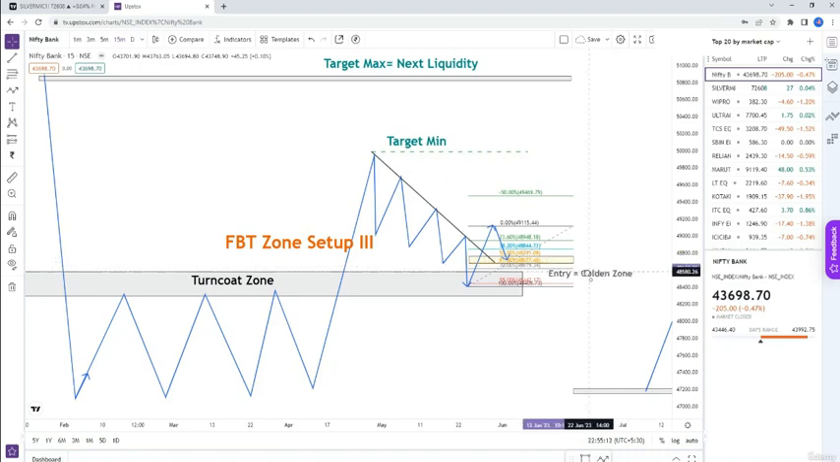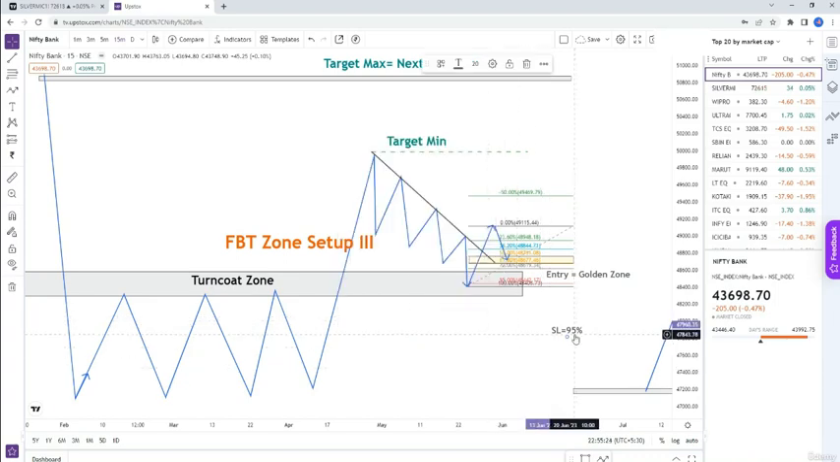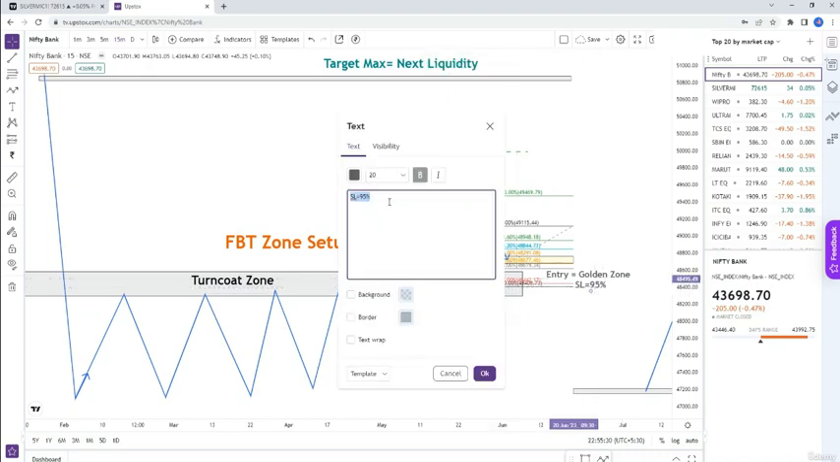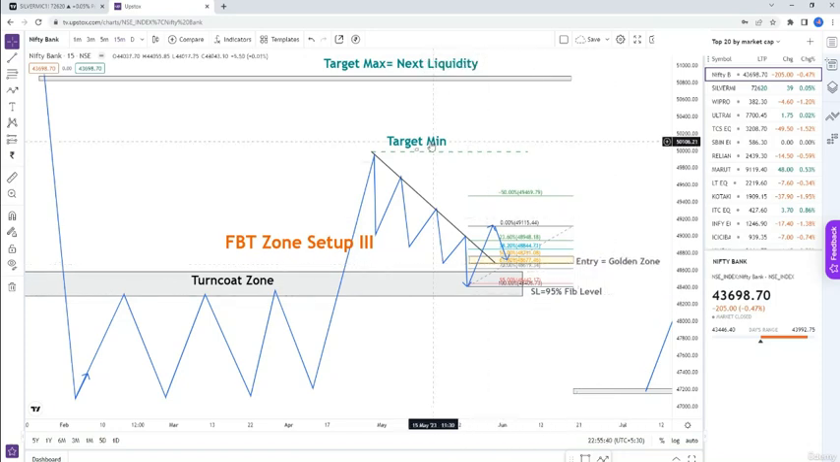Entry will be at the golden zone and stop loss will be at the 95% fib level. See, this is how on intraday I minimize my SL. And this will be your target minimum, this will be your target maximum.